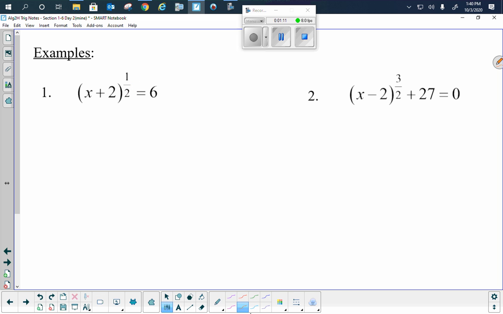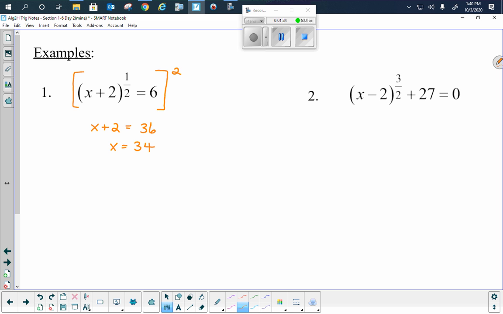I'm just going to make it a little bit easier. Instead of writing it on both sides, I'll just put a big bracket and say I'm raising the entire thing to the reciprocal of that 1/2. That means I'm squaring both sides. The left-hand side then will become x plus 2, because it would be to the first power, equals 6 squared, which is 36. So if we solve, we'll get x equals 34.